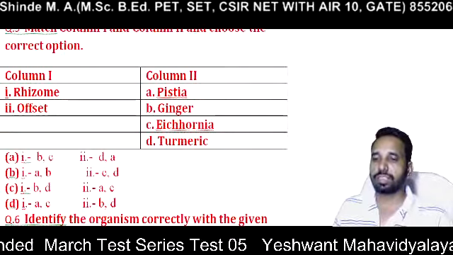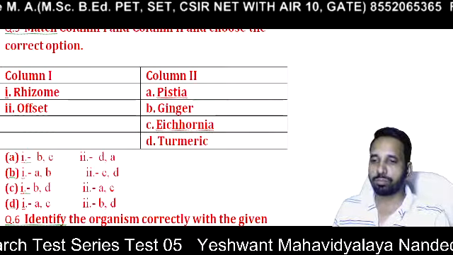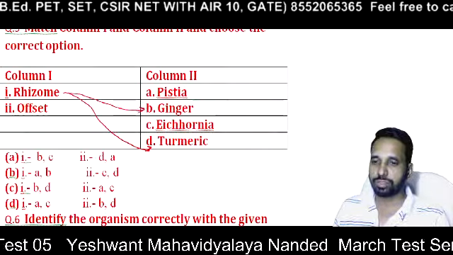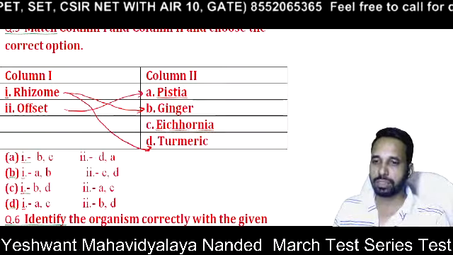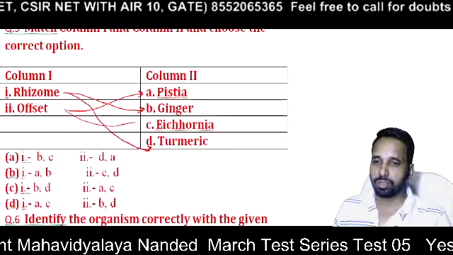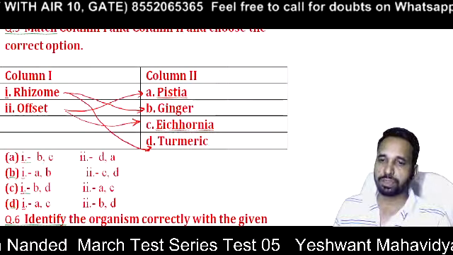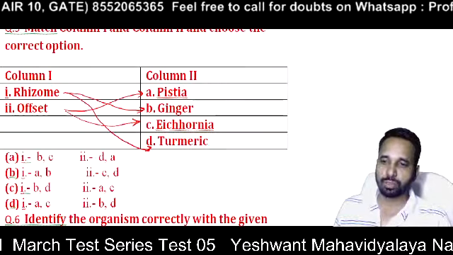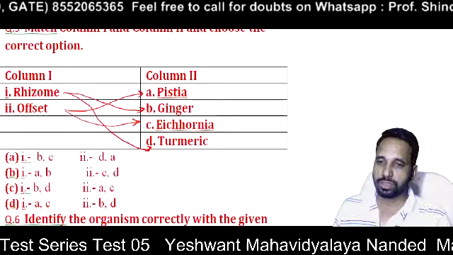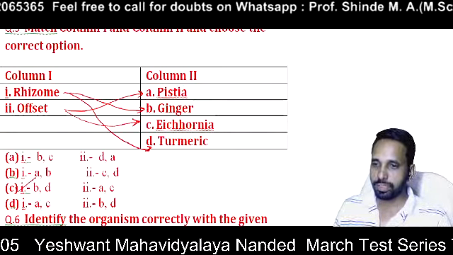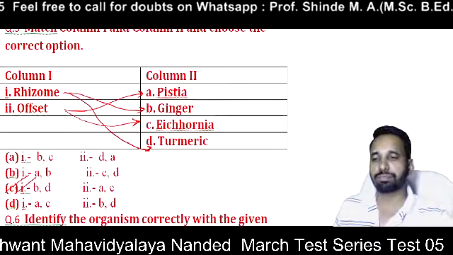Rhizome and offset. Very easy question. So rhizome goes for turmeric 1 and then ginger 2, isn't it? And then offset for Pistia and offset for Eichhornia, right? Aquatic runners, they are called offset, right? So Pistia and Eichhornia are the 2 right options for the offset. In this way, for first it should be B and D. So option C is the right answer.